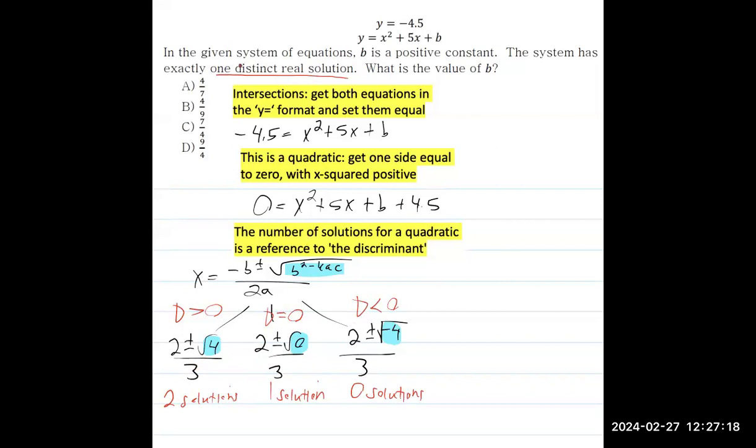So the question is telling us there's one solution. So in other words, it's this situation. It's the idea that b squared minus 4ac equals 0. So what is a, b, and c for us right now? Well, the a is the 1 in front of the x squared. The b is the 5 in front of the x. And the c is all of this stuff, everything that doesn't have an x attached to it.